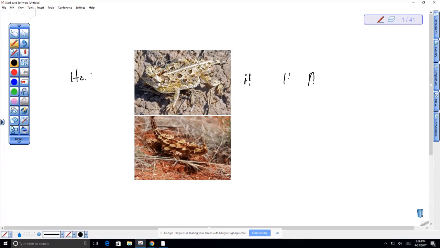My pen isn't going to work today. And this one is commonly called a thorny devil, and it is found in Australia. Even though they look very similar to one another, they are not related evolutionarily very closely. So this is actually an example of convergent evolution.